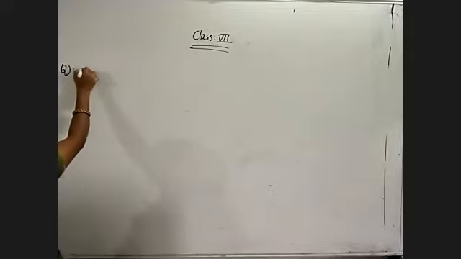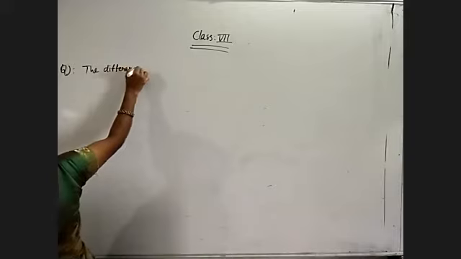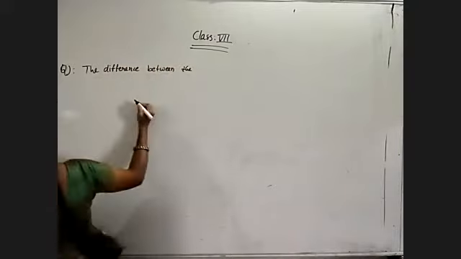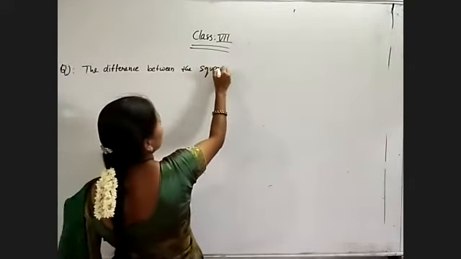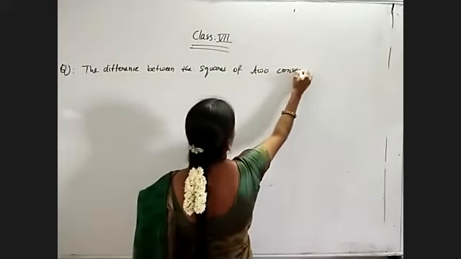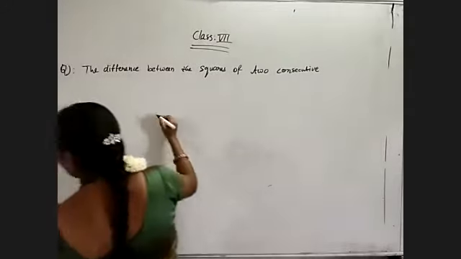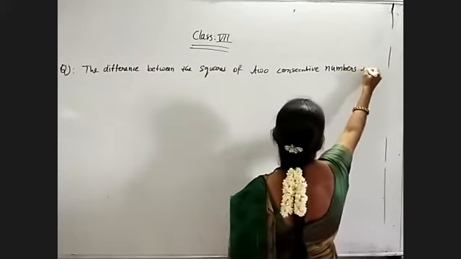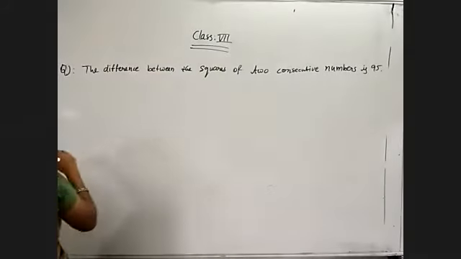The difference between the squares of two consecutive numbers is 95. Find the numbers.